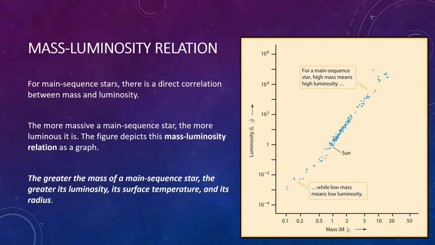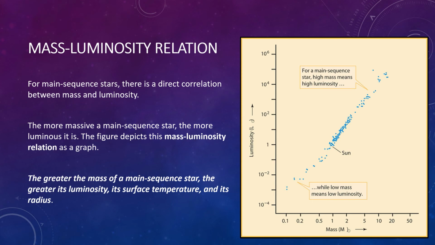But figuring out the masses of each one individually is a bit more tough. So for main sequence stars, there is a direct correlation between mass and luminosity. And this is, again, very, very important. The more massive a main sequence star, the more luminous it is. The figure here depicts this mass-luminosity relationship as a graph. The greater the mass of a main sequence star, the greater its luminosity, its temperature, and its radius. So basically, mass governs everything. So just because we have a bigger mass, we have something that's more luminous, it has a higher temperature, and it has more in size. And this is a great relationship.